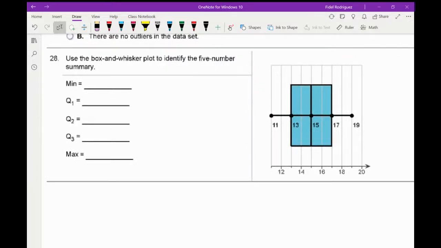So guys, this is a good question. It's telling me to use the box and whisker plot to identify the 5-number summary. Okay, so the minimum is just the lowest number that we have here. So my minimum here is going to be 11. And then my Q1, this is going to be my Q1 right here, which is 13. My Q2 is going to be this dot right here, which is my 15. My Q3 is my 17, and my max is 19.